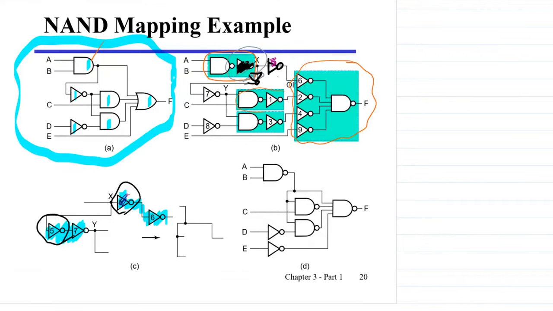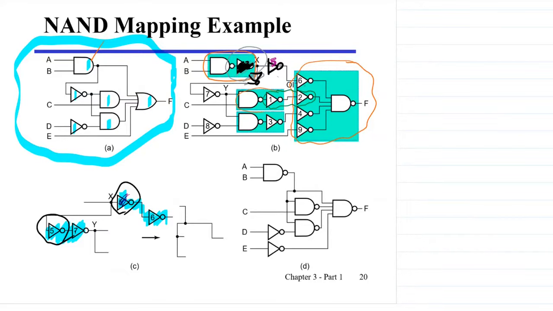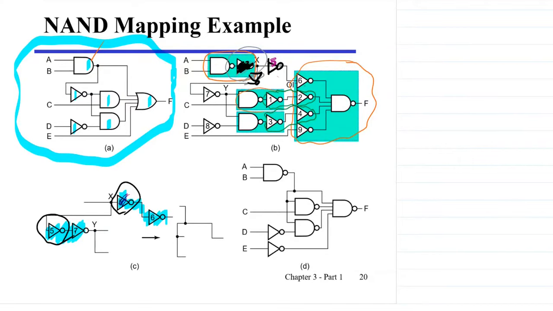And also you can see that here we have the inverter number 1 and number 2 are in series, they will be cancelled. 3 and 4 will be also cancelled, and the rest will remain over there.